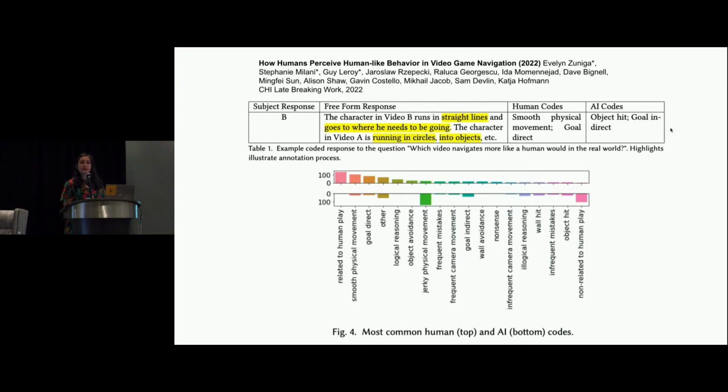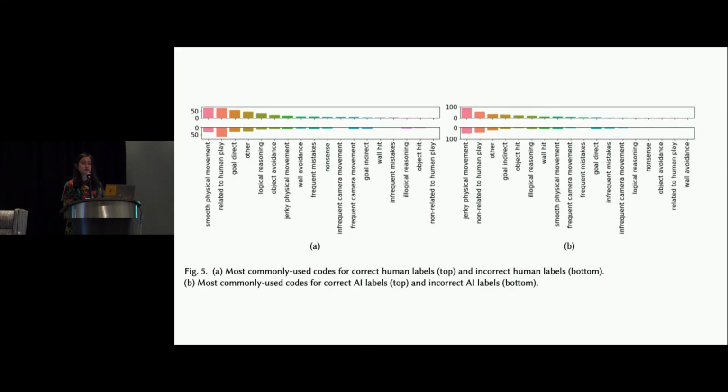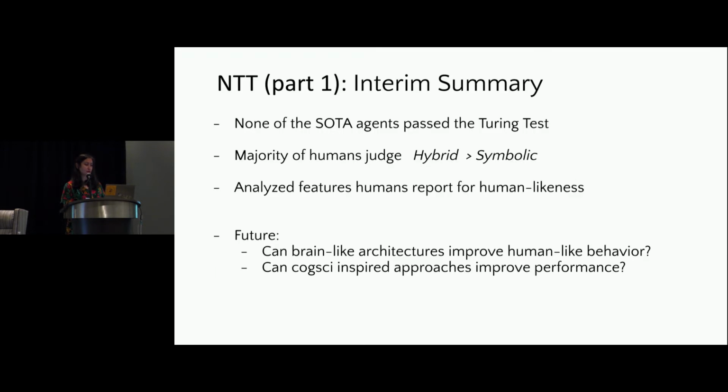We also analyzed the text that people provided for explaining to us why they thought that something was human-like or not, and then compared them. And it turns out smoothness of the physical movement, as opposed to just the zigzags and running into walls, things that humans wouldn't do, were some of them. And we tried to code that and compare them in the CHI paper that came out in 2022. And if you have any suggestions, please talk to us. We are actively still working on this.